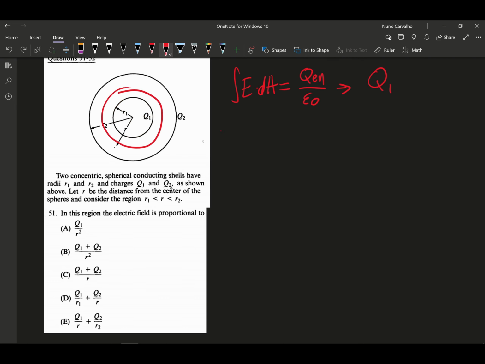And then we're doing E times 4 pi r squared, and this is equal to Q1 over epsilon naught, the permittivity of free space constant. Anyways, we don't have to worry about that. We're just asked about things that are proportional, which means let's just ignore all that. What we're left with is that E is proportional to Q1 over r squared. That looks like that, which means the answer is going to be A.